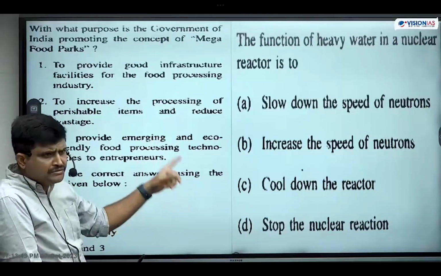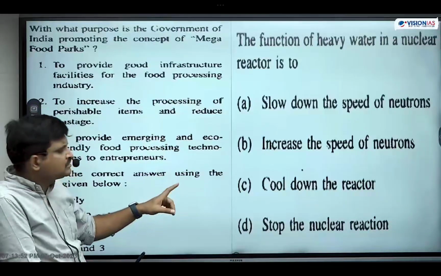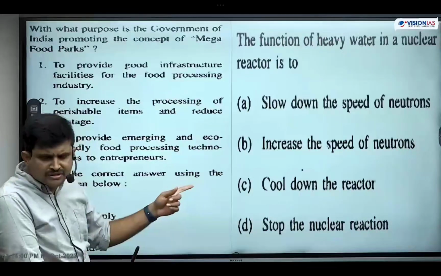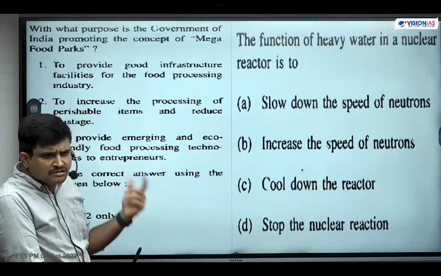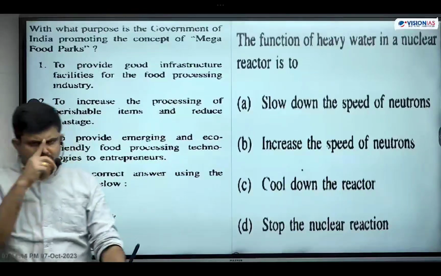Both ways we can use it. But that year, they gave a question like this. Students, there is no continuation of this question. The question is that only. It can be used as a coolant in nuclear reactors as well as slow down the speed of neutrons. Any doubt? But at that time it was given as both, in the India Yearbook and everywhere. But UPSC has given answer A only: it reduces the speed of neutrons.